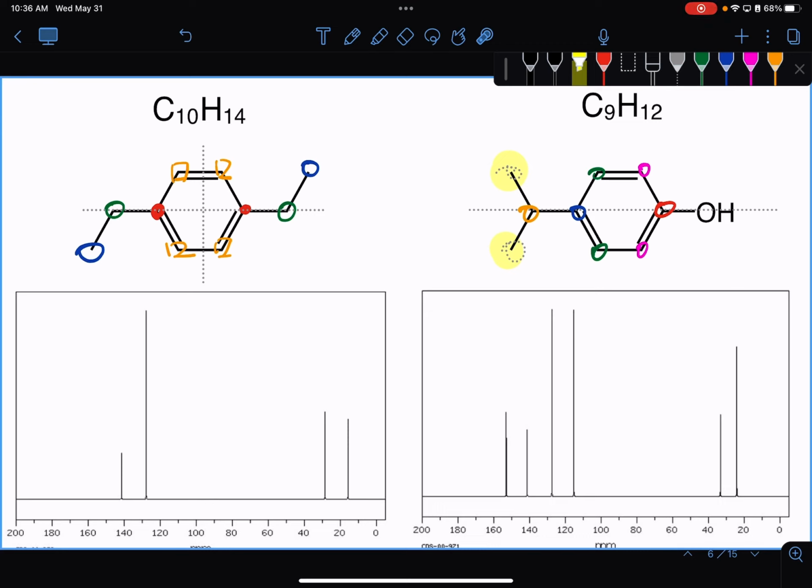Again, we have different ways we can ask you this kind of question, right? I can give you the molecule and ask you to predict how many chemically equivalent carbons there are, or consequently, how many peaks you expect to see on the carbon NMR.